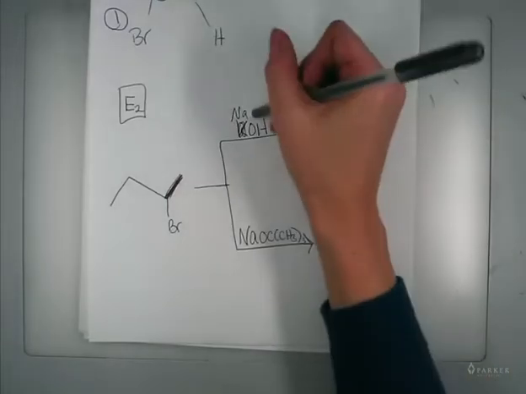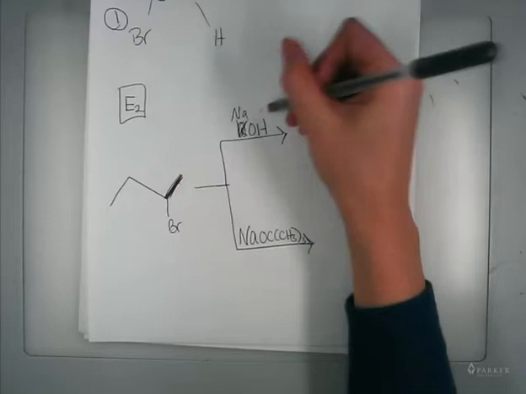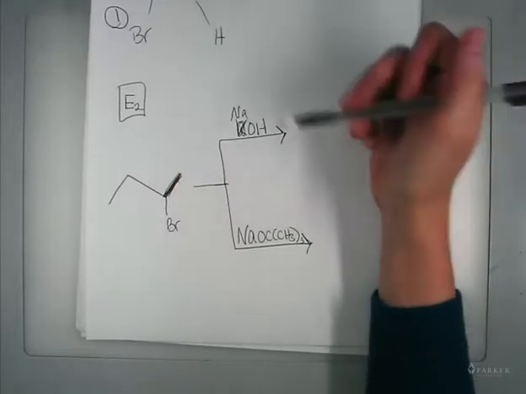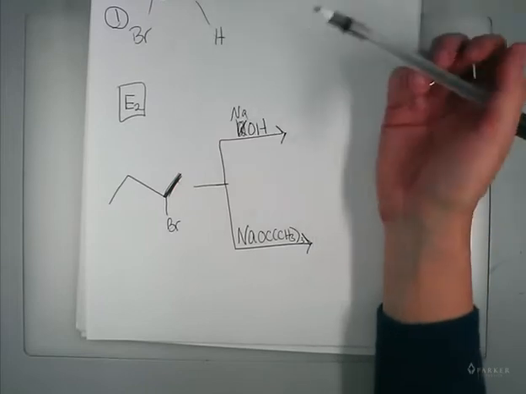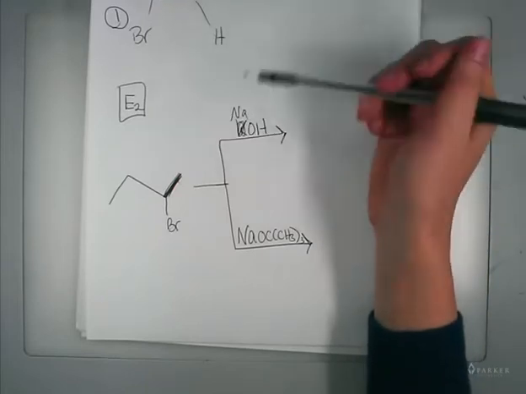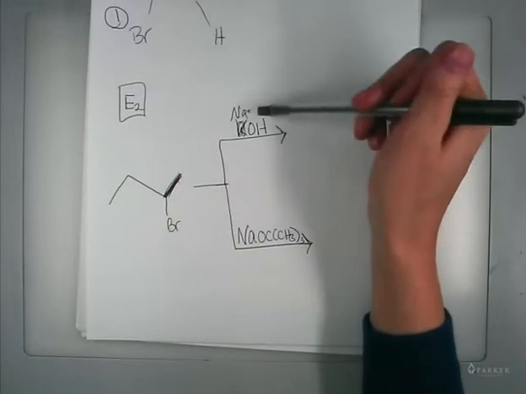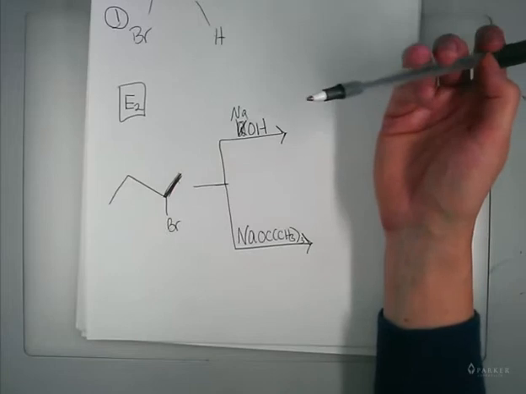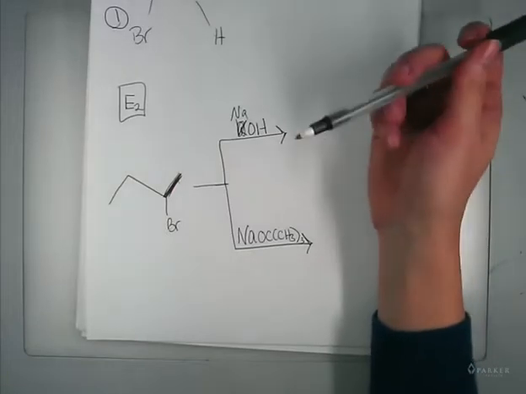So what if we drew like a mechanism? What do these do? What are these in general? Well, they're negative, they're bases. What does a base do? Takes a hydrogen off. And so it's going to take off hydrogen off to form the double bond. And what's my leaving group? Br in this case. Okay?